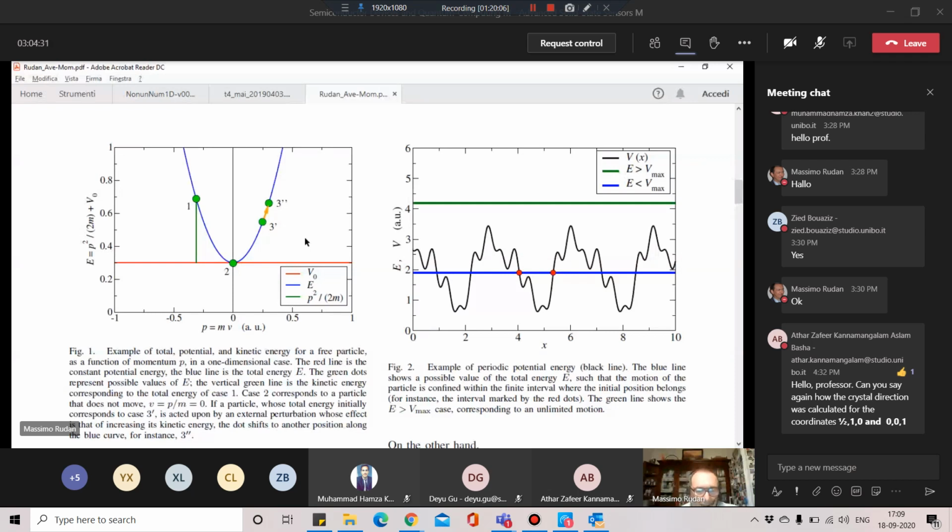And then we express the potential energy, the kinetic energy, and the total energy in a diagram in which on the horizontal side we express momentum. You see in the left part, in the left figure, we have P here as abscissa.